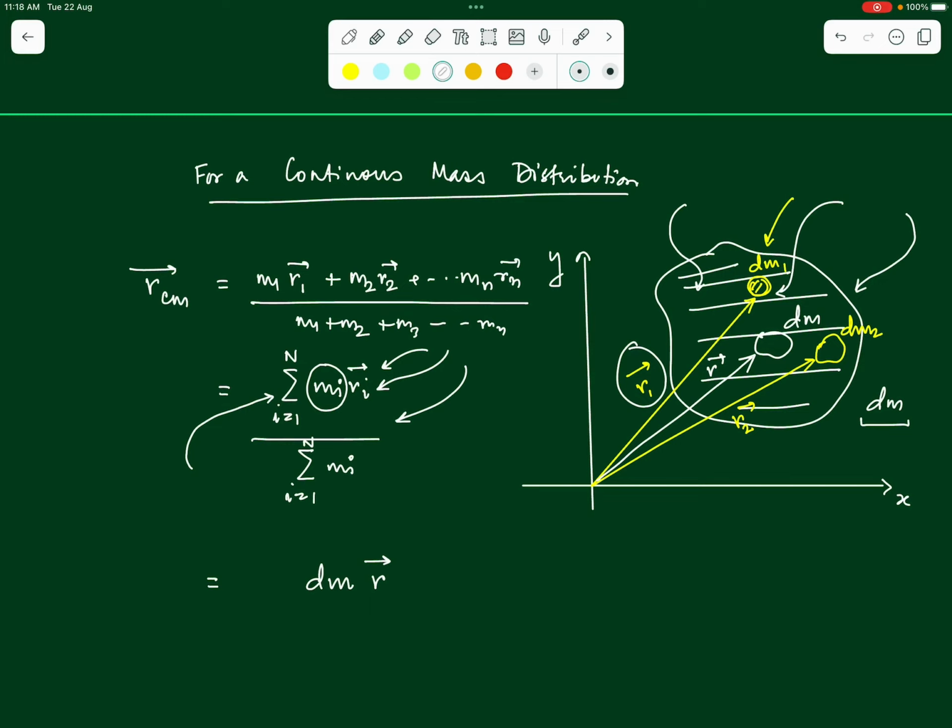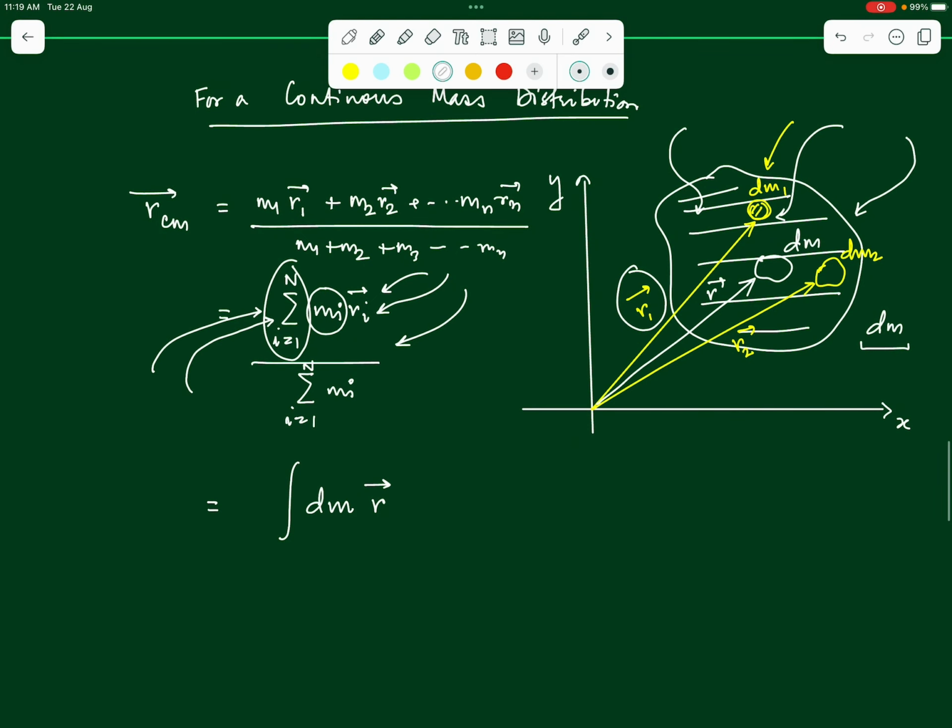So in order to add up infinite such masses, this summation sign will be replaced by the sign of integration, right? Do we all know from our understanding of integration that integration is nothing but addition of extremely small terms which are very many in number, almost infinite in number, right? That is integration physically.